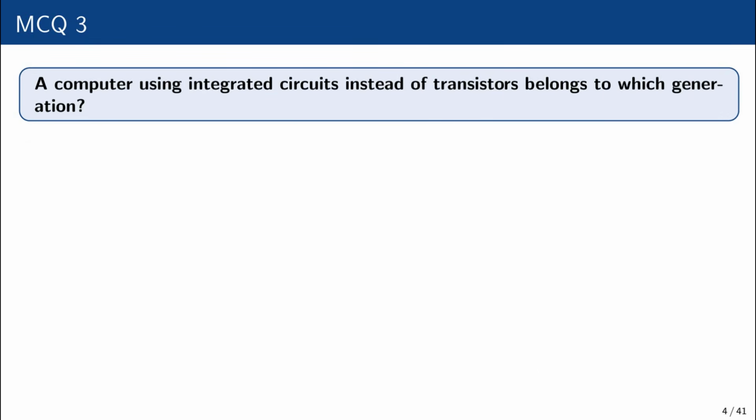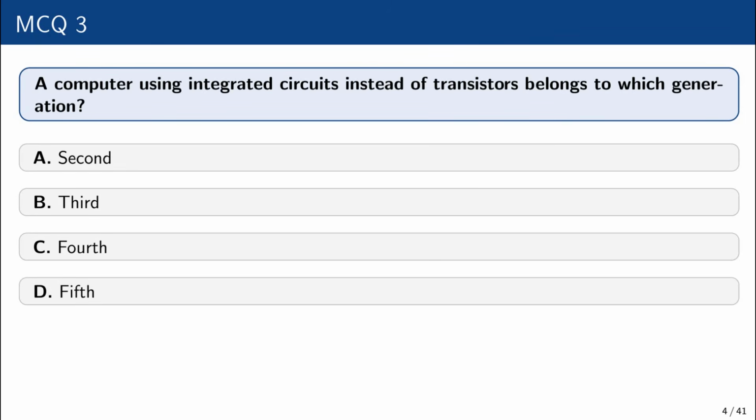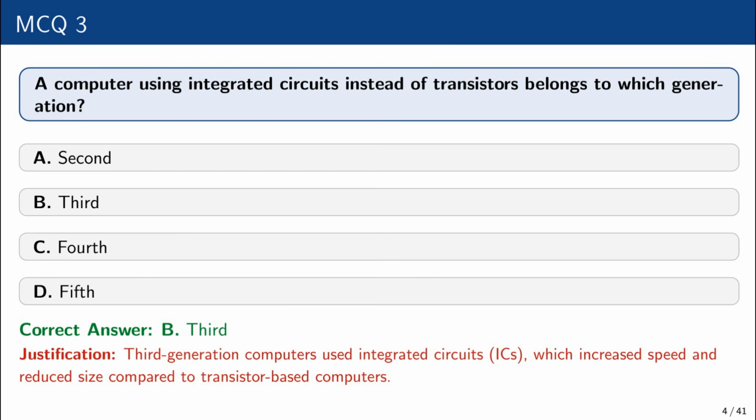Question 3. A computer using integrated circuit instead of transistor belongs to which generation? Option A is second, option B is third, C is fourth and fifth. The correct option is B, that is third, because third generation computers used integrated circuits (ICs), which increased speed and reduced size compared to transistor based computers.